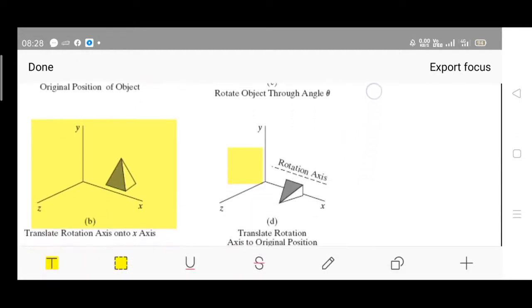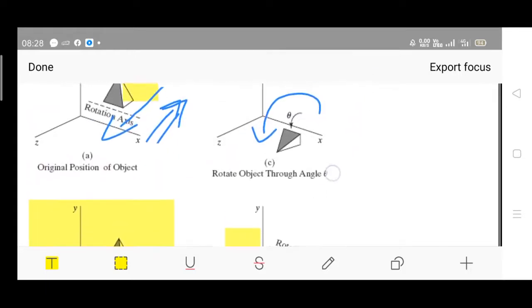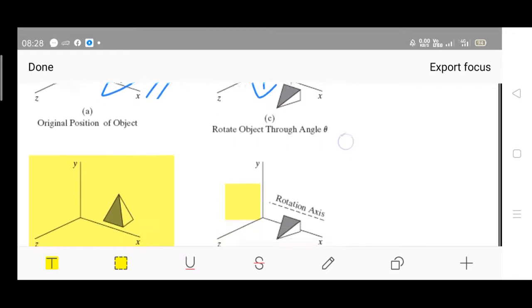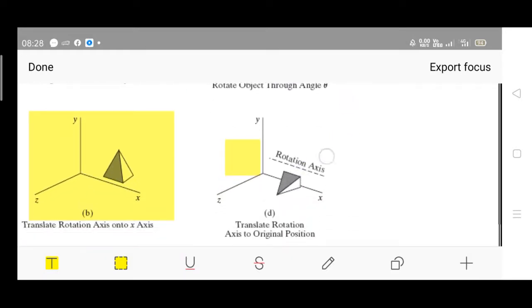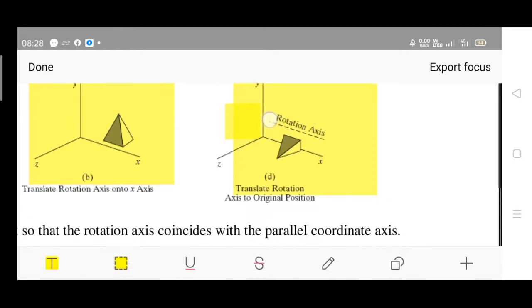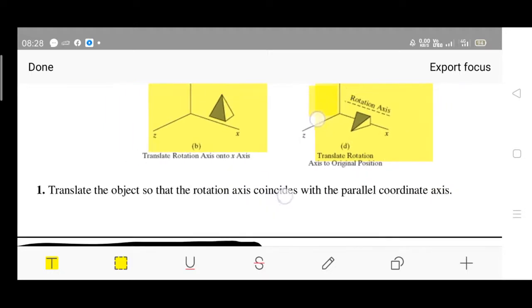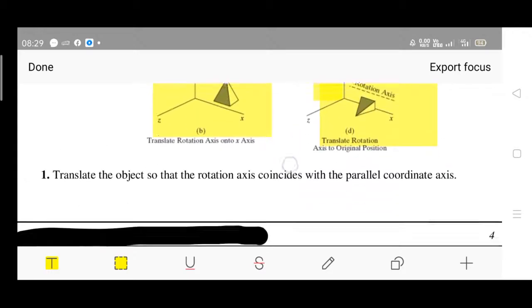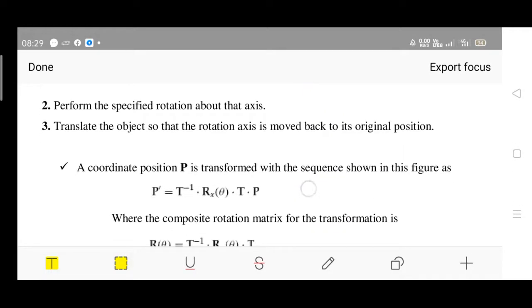Then diagram number D: translate back. See the position of the object, it is to be kept on top of the rotation axis, right? Check the pointer, in this position it is to be kept, so you have to go for translation. Here translation is done, it is kept on the rotation axis, so it is kept at the initial position, right? The steps are given here. You can go through the description. Translation is the first step, then perform the specified rotation about the axis is the second step, and translate the object so that the rotation axis is moved back to the original position, step number 3, right?